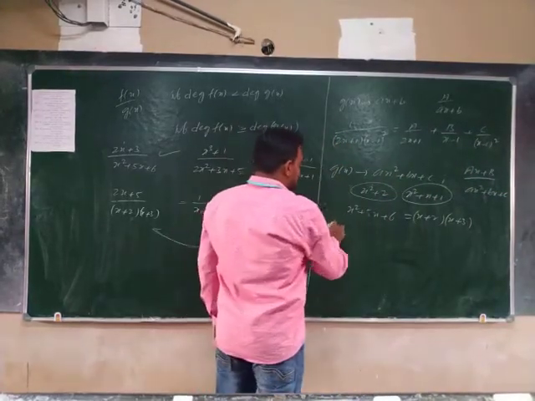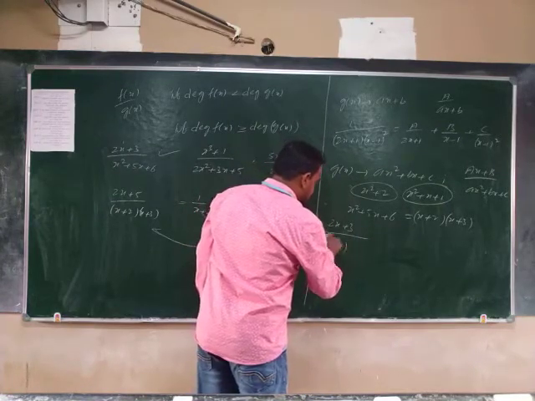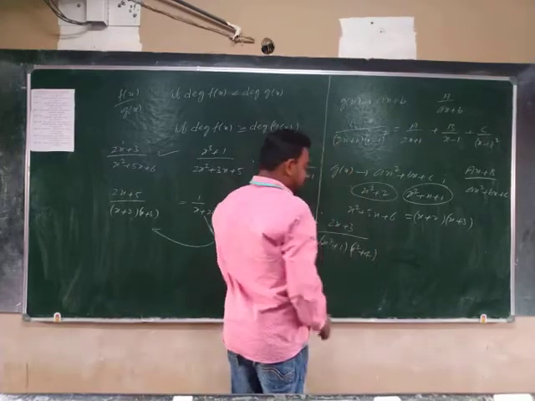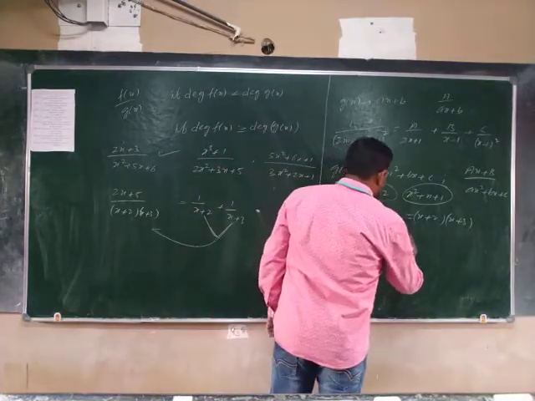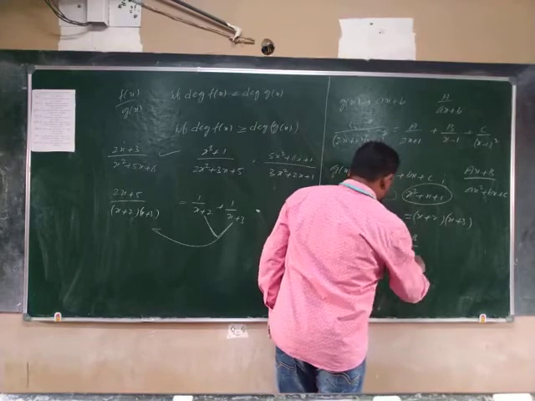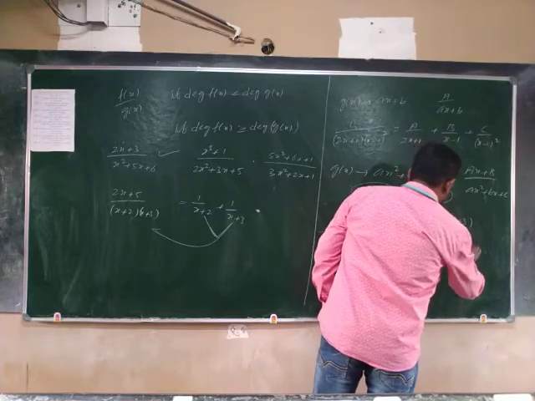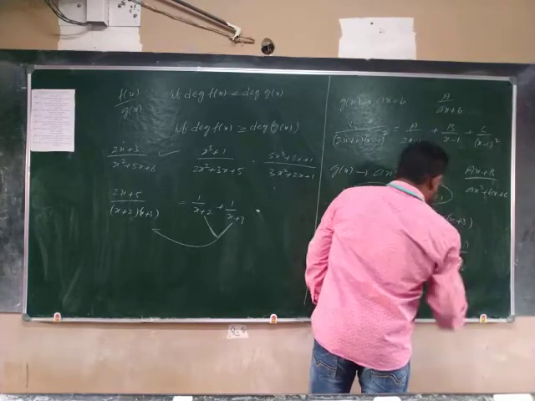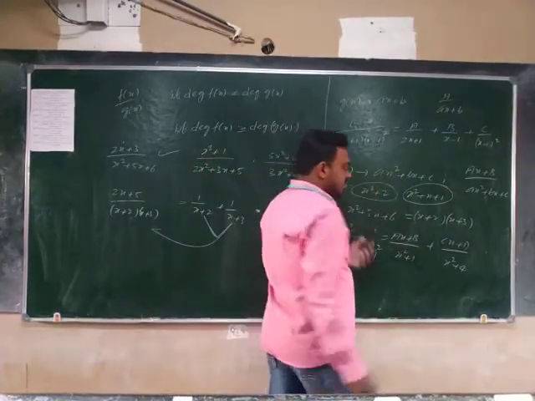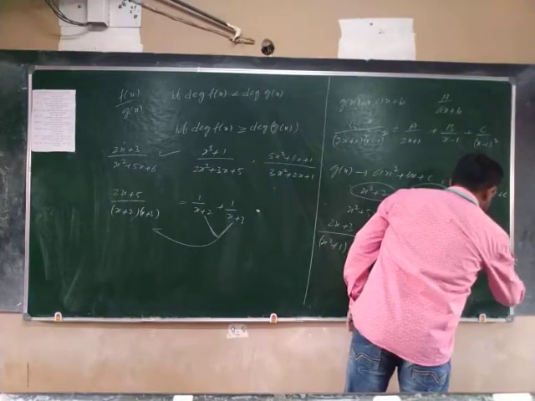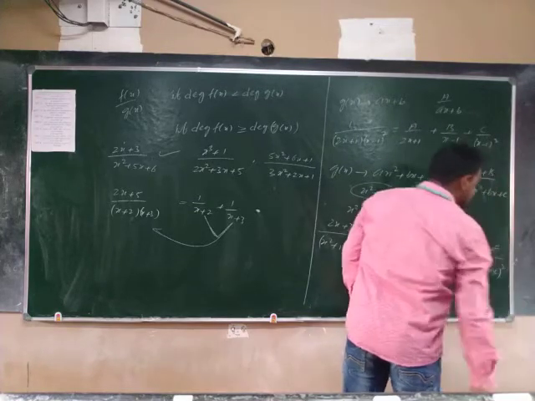You see one example, 2x plus 3 by x square plus 1 into x square plus 4. x square plus 1 is an irreducible factor, so the partial fraction is in the form of ax plus b by x square plus 1. One more irreducible factor, so cx plus d by x square plus 4. Like this we write the partial fractions. If it is repeated, we write one more constant, px plus f, and the power is increased by 1.